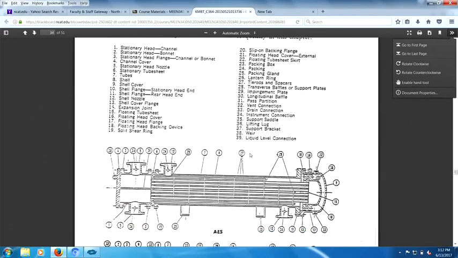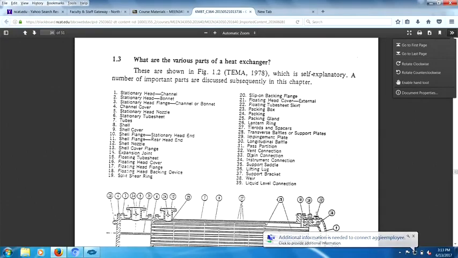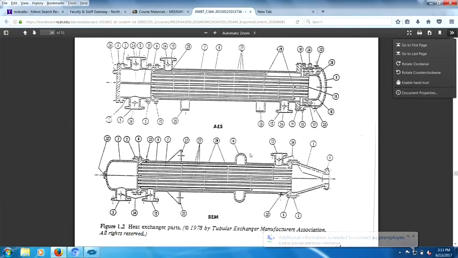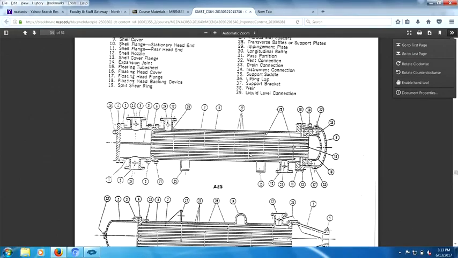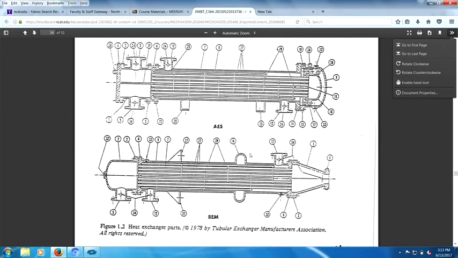Anyway, heat exchangers, you should look at this here. You've got to recognize heat exchangers have a lot of parts. Especially this one. What is this here? Heat exchanger parts. Oh, nothing special. This is an AES, and that one's a BEM. What it might look like. Look at that. Kind of interesting.